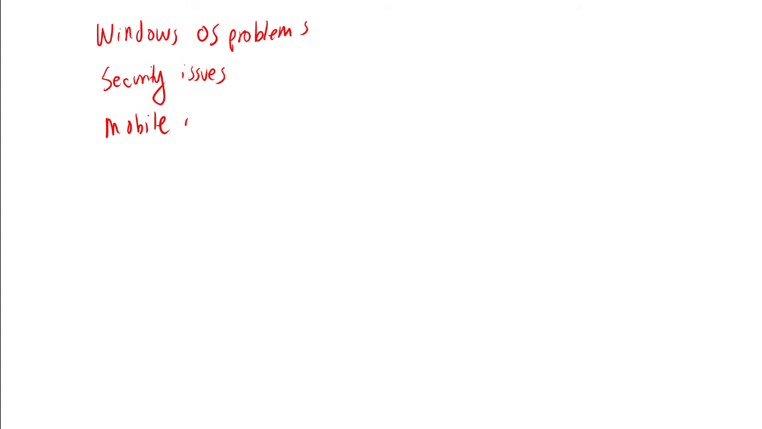And then we're going to look at software. So Windows OS problems, security again. So we're asking you now, here's a problem. How do you troubleshoot it? Malware, and then mobile OS problems and security.